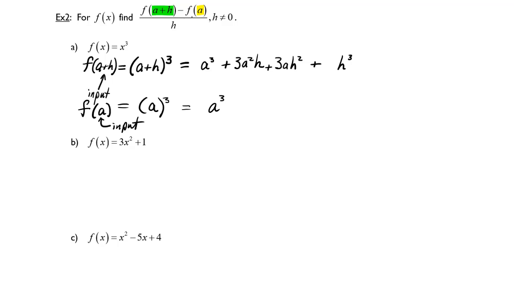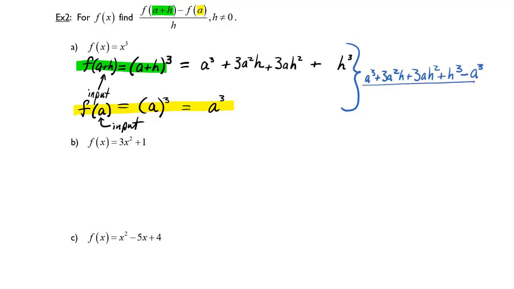Now notice that I am subtracting the f of a from the f of a plus h. I will go ahead and do that here so you can see what that looks like. I have a cubed plus 3a squared h plus 3ah squared plus h cubed minus a cubed. And then I need to divide the whole thing by h. That's this last part right here. Divide by h.